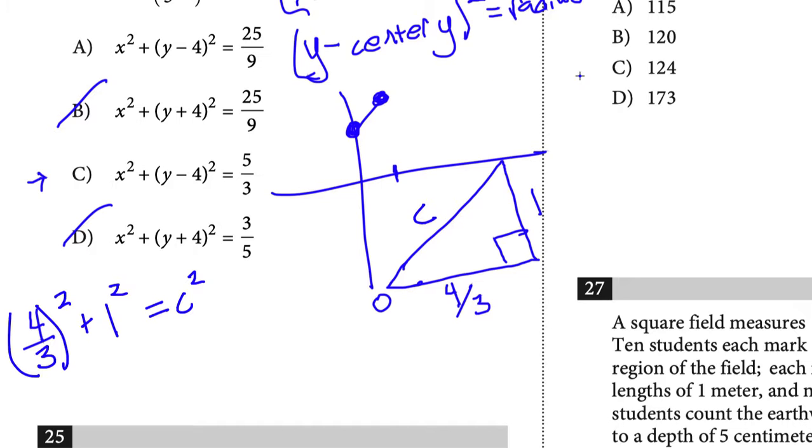All right. I will give us the answer here. 4/3 squared is 4 squared over 3 squared. Plus 1 squared. 1 squared is the same thing as just 1. I'm going to leave that like that. Is equal to C squared.